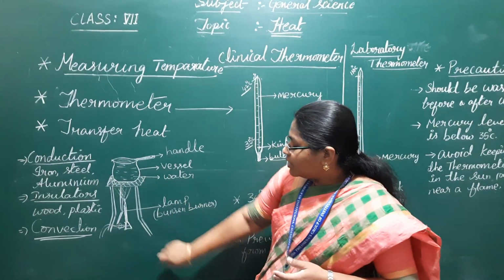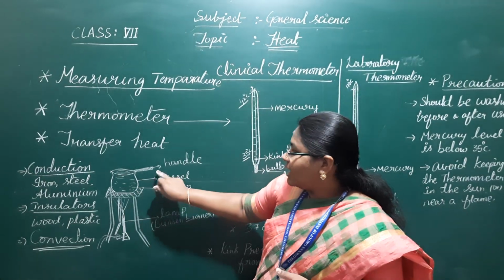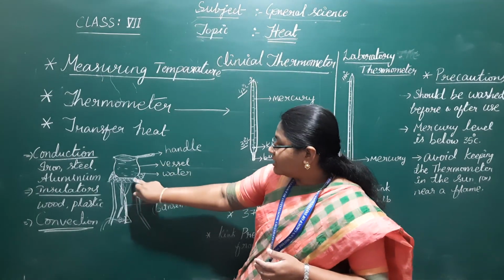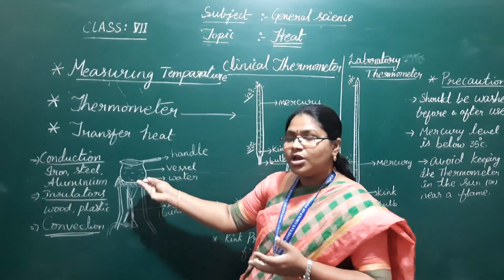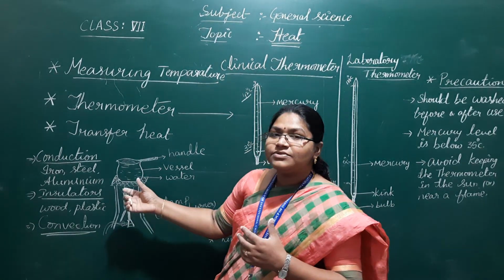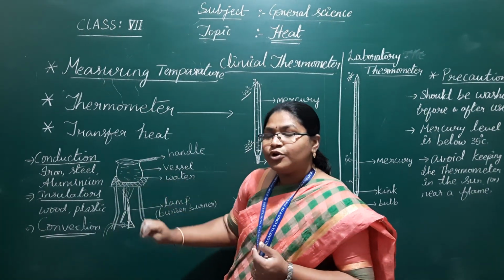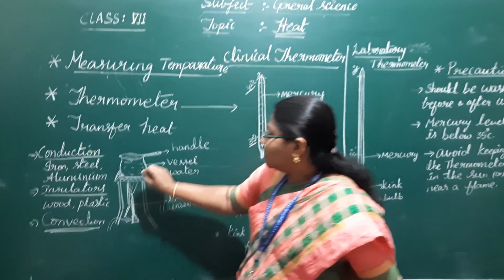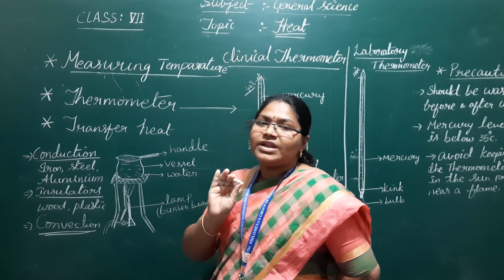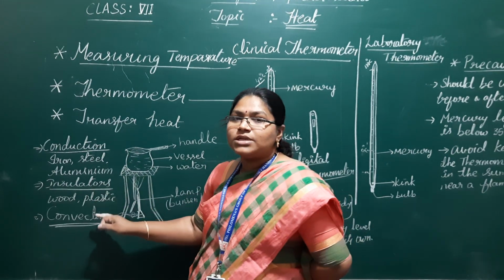If you observe this diagram, this is a bowl with water inside, and this is a handle. This handle is a plastic or wood handle, and here is the mesh, and you are heating the bowl of water with the help of a Bunsen burner or lamp. I am going to explain how the heat transfers from the lamp to the bowl and the water inside. Here are three main points you have to remember: one is conduction, second is insulation or insulators, and last is convection.